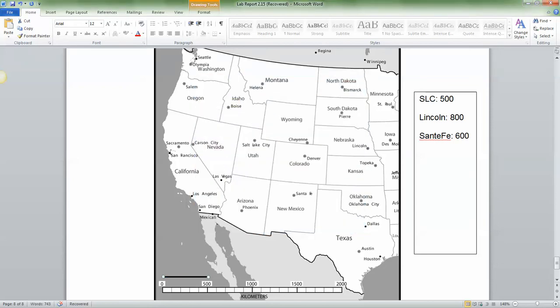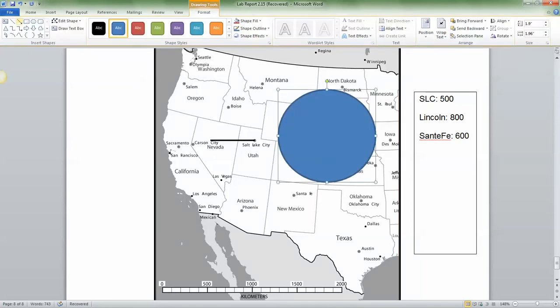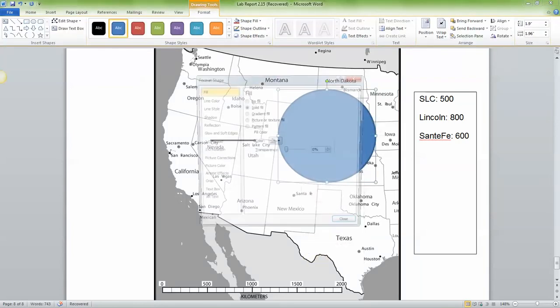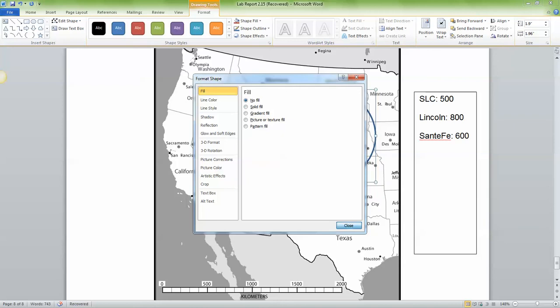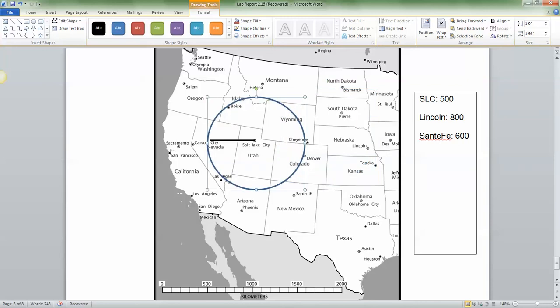Now I'm going to pick up my line. This one goes for Salt Lake City, and I'm going to place it directly on Salt Lake City so that one end of it covers the city's dot. The next thing I'm going to do is I'm going to get a circle. I'm going to draw a circle on my map, and I need to format this so that I can see through it. So I'm going to have it with no fill. I'm going to bring it over so that Salt Lake City is directly in the middle of my circle. And then I'm going to adjust my circle so that it has a radius the length of my black line.